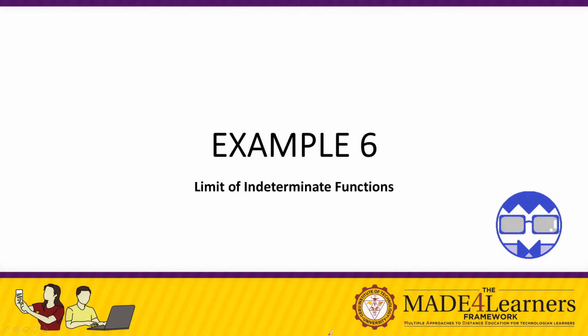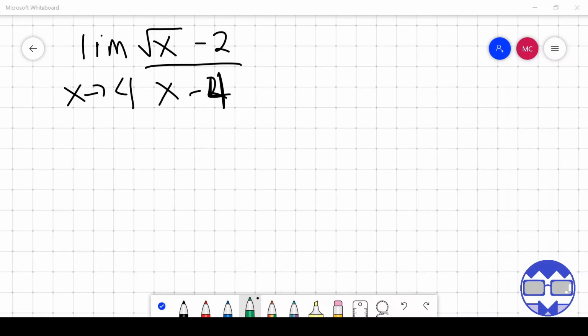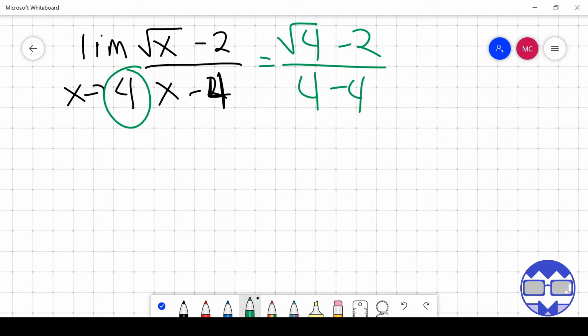Let's have some examples. So we have example 6. Evaluate the limit of the square root of x minus 2 all over x minus 4 as x approaches 4. First step is again to evaluate our function. Let's try to see if there is an answer. So substitute our 4 here. We'll have square root of 4 minus 2 all over 4 minus 4. The square root of 4 is just 2. 2 minus 2 is 0, all over 4 minus 4 is 0. And again, this is indeterminate.